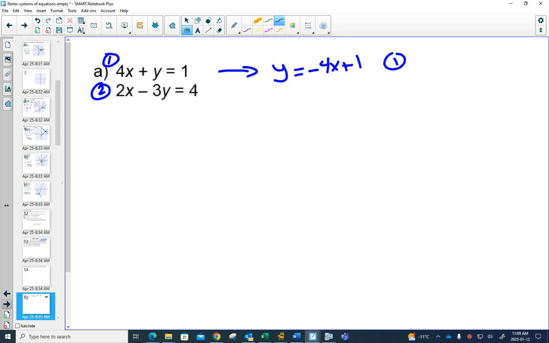Maybe I'll color code things. I'm going to write equation 2. Anytime I'm working with equation 2, I'm going to be in green. Anytime I work with equation 1, I'm going to be in blue. Because it's important that, then, we're ready to substitute, but you have to substitute into the other equation.